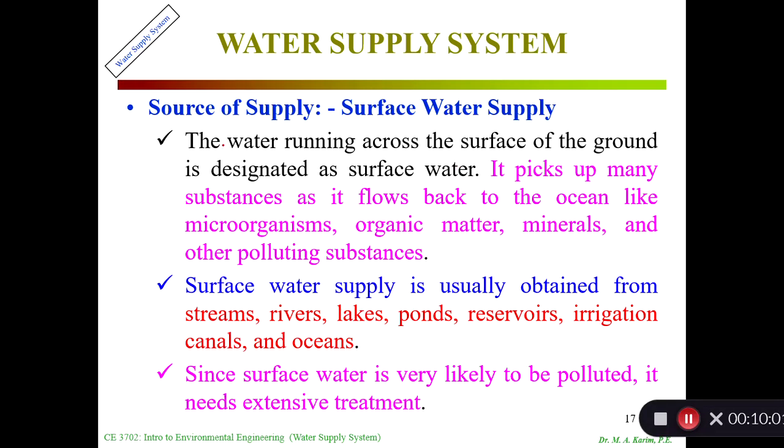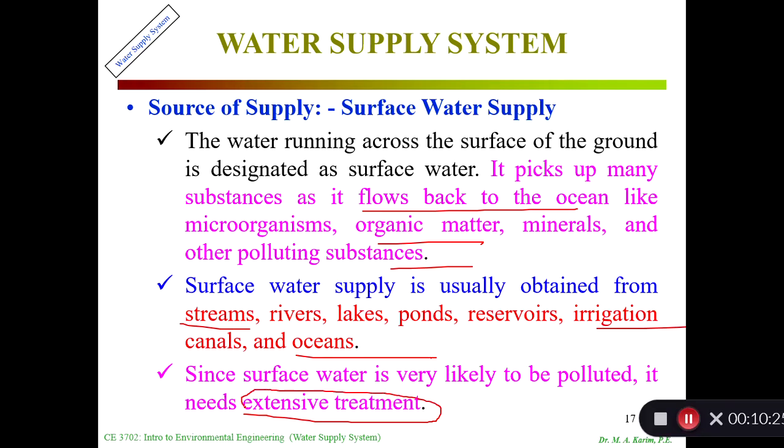Surface water supply is mainly the water running across the surface, which we call runoff. It picks up many things, which means it becomes kind of polluted. Surface water is usually obtained from streams, rivers, lakes, ponds, reservoirs, irrigation canals, and oceans. Since surface water is very likely to be polluted, it needs extensive treatment.